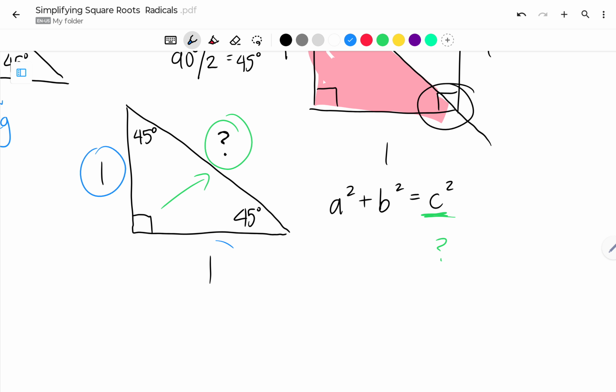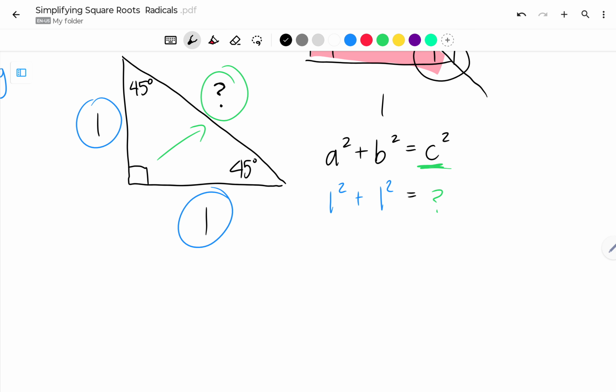And then let's just make sure we put a and b as 1 squared plus 1 squared. Oh, sorry, it has to be c squared. So 1 squared is just 1. 1 squared is 1 again. 1 plus 1 is 2. And then we have question mark squared.